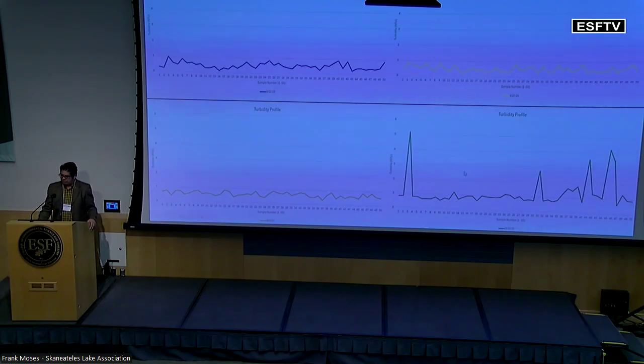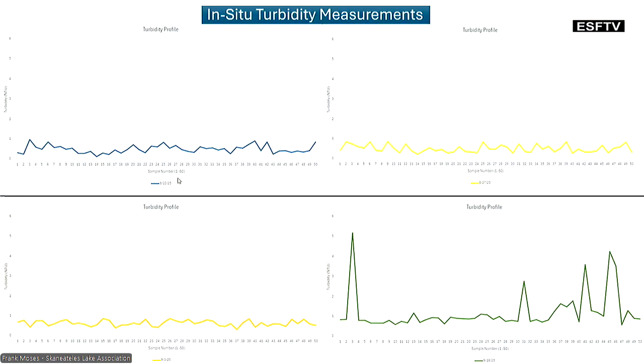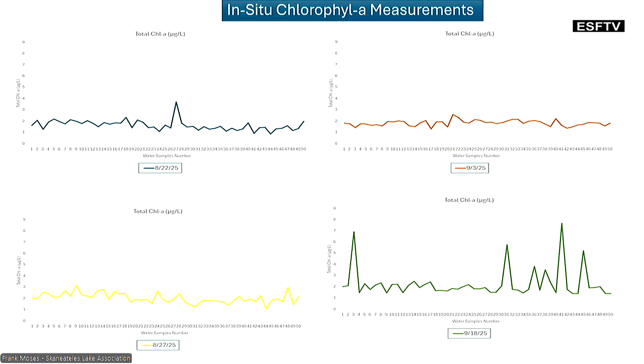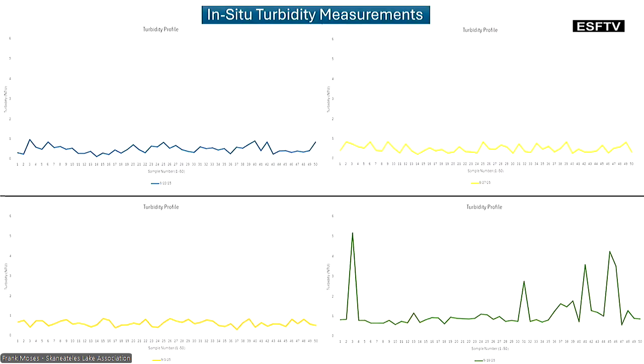Again, turbidity follows the same patterns. We have less turbidity on August 22nd, then a little bit more turbidity on August 27th, then a little bit more on September 3rd, and a different variation which is similar to the trends of chlorophyll A. These two measurements are independent, so you can see that chlorophyll A and turbidity on September 18 have more variation in the lake.